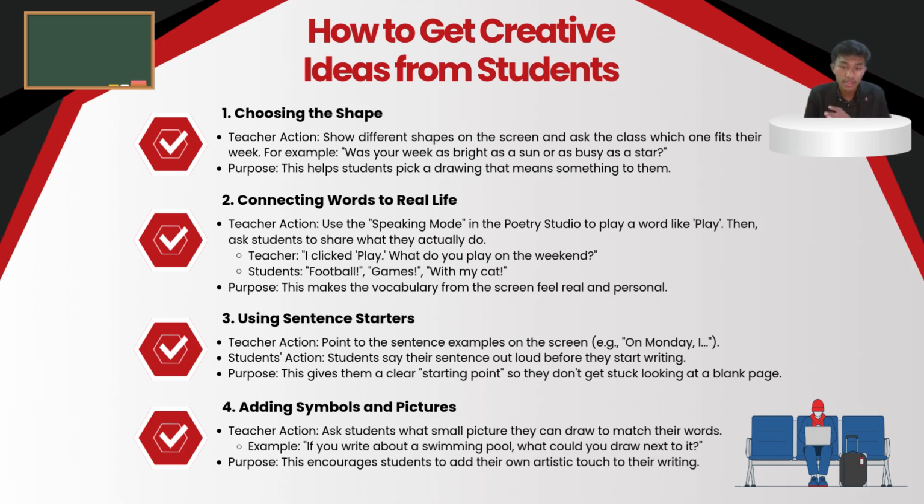So the last point is adding symbols and pictures. So we as a teacher need to ask students what small picture they can draw to match their words. For example, football, school bag. Instead of the shape that they are using to write the poem, they can also decorate it with any other shapes, any other object that they can draw. So the purpose of this is that it encourages students to add their own artistic touch to their writing. So it will mix not only writing but also arts. It will make them more interested to learn even more later.